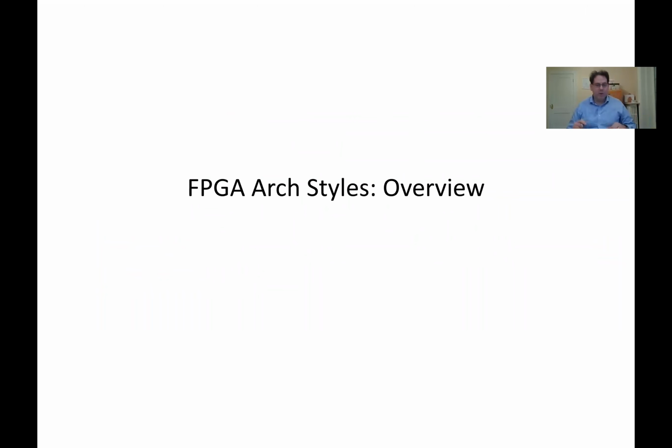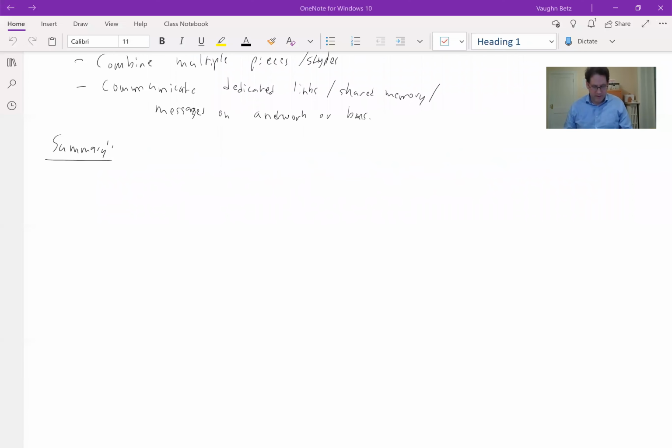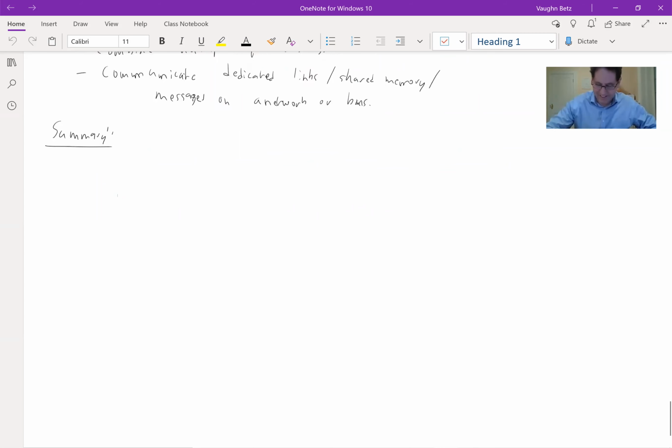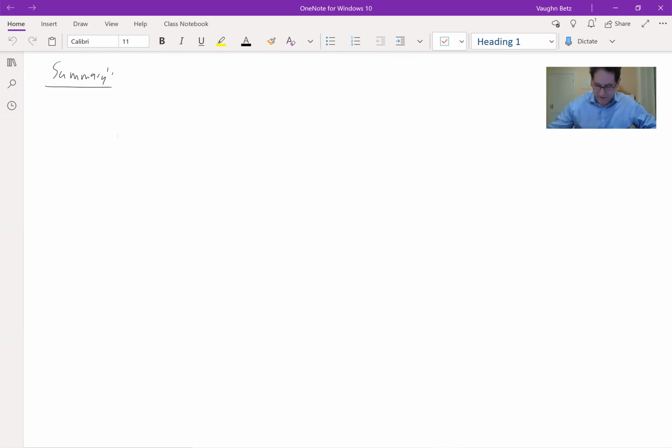Okay, so we were talking about FPGA architecture styles. We didn't quite finish that last week. So I'm going to go back, using the good version of OneNote, the Windows 10 version. Hopefully this will be a little easier to use. Let's see, I'm reminding myself of where we left off.